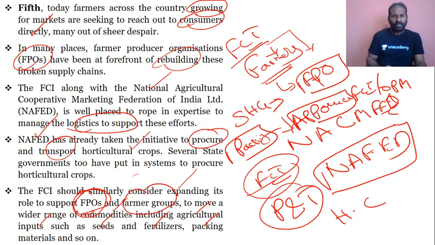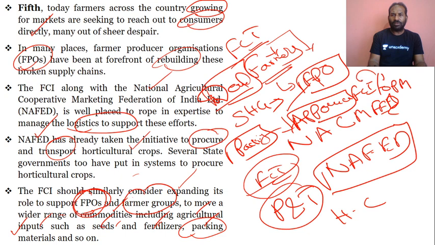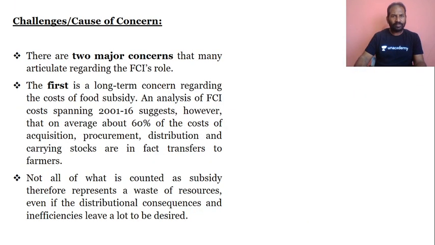Why? Because we can go ahead with a wide range of commodities, including agriculture inputs such as seeds, fertilizers and packing materials. This will create more of the appearance I was talking about, that is, the kind of demand the open markets have compared to FCI products, as we were talking about initially, Pratham. And we do have challenges, and there are two major challenges.